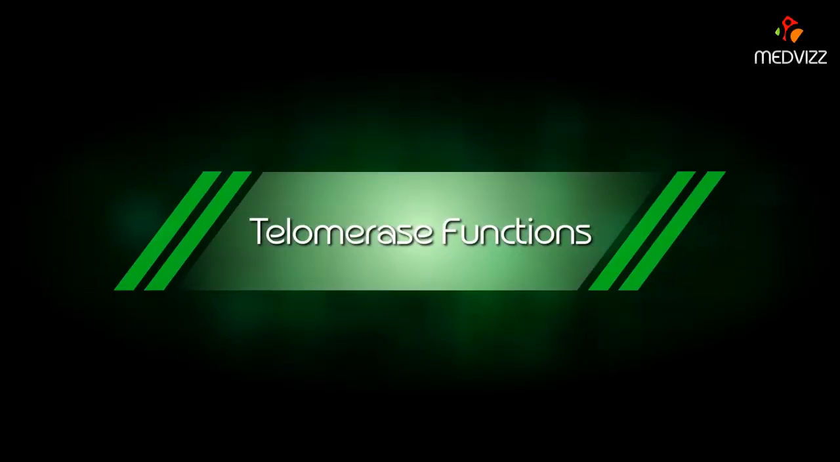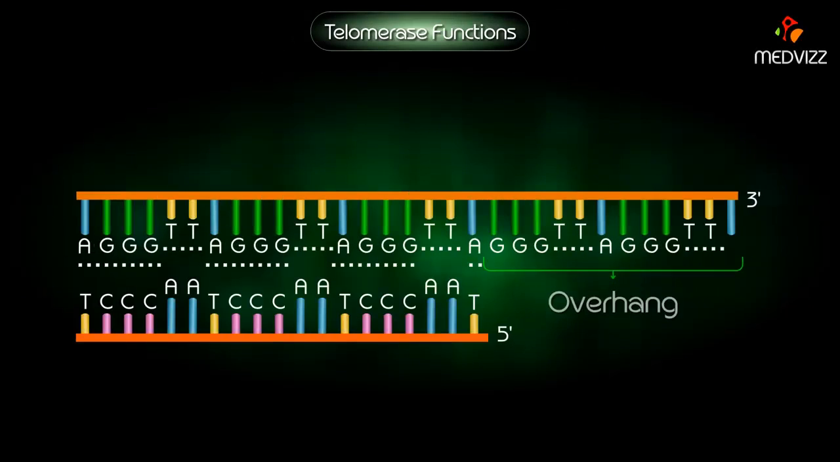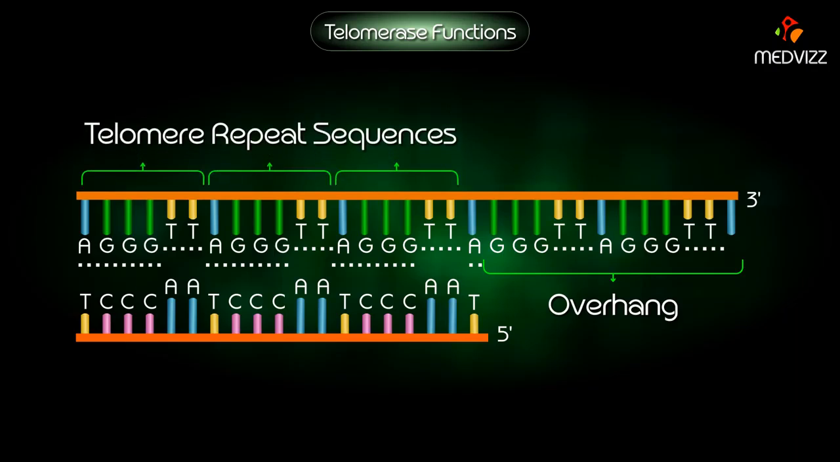Telomerase function. The ends of chromosomes contain regions referred to as telomeres. These telomeric regions consist of telomeric repeat sequences. The exact sequence of telomeric repeat can vary from species to species. The repeat sequence shown here is found on telomeres of human chromosomes.